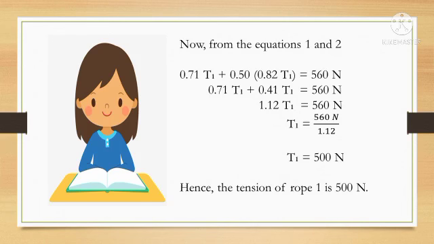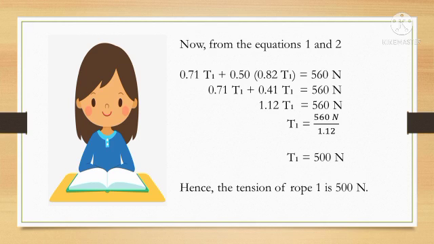Now, from equations 1 and 2, 0.71 T sub 1 plus 0.50 multiplied by 0.82 T sub 1 is equal to 560 Newton. Since 0.50 times 0.82 T sub 1 is equal to 0.41 T sub 1, it will result to 0.71 T sub 1 plus 0.41 T sub 1 equals 560 Newton. Adding 0.71 T sub 1 and 0.41 T sub 1, it will result to 1.12 T sub 1, and the equation will be 1.12 T sub 1 equals 560 Newton.